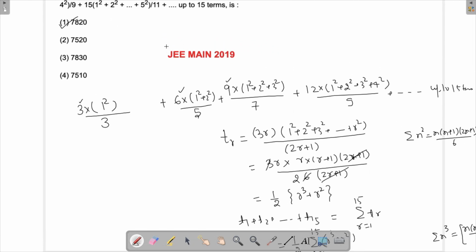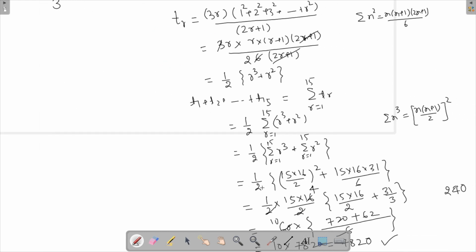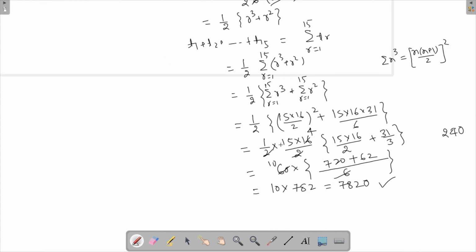So in this question, the only thing we have to see is the pattern. If we are able to see the pattern, we should write down the general term, and after that we should apply all the summation properties which we know, and then you will be able to find the answer.